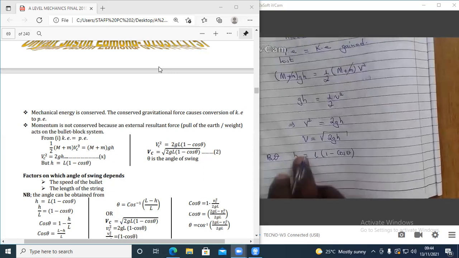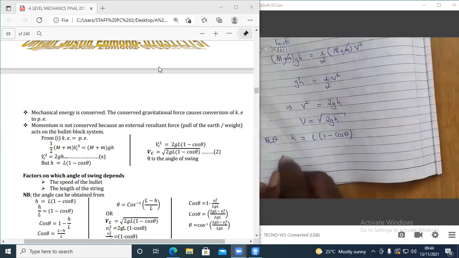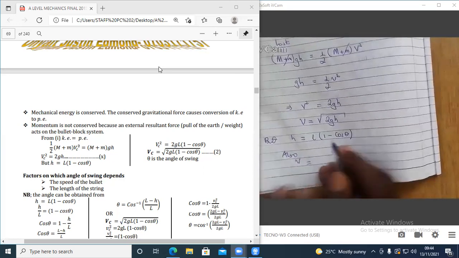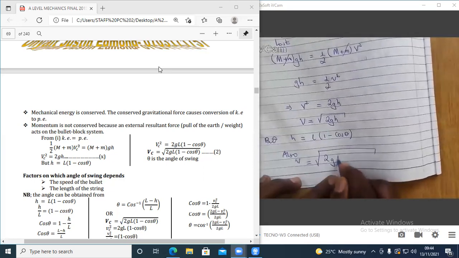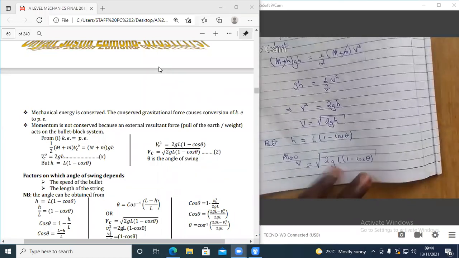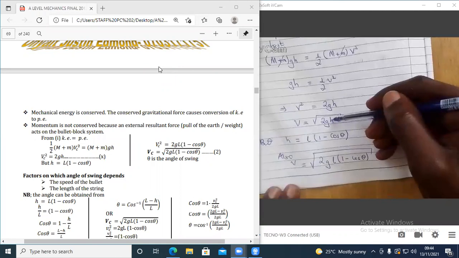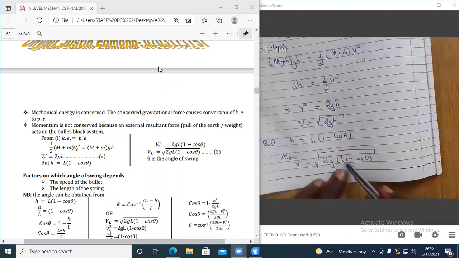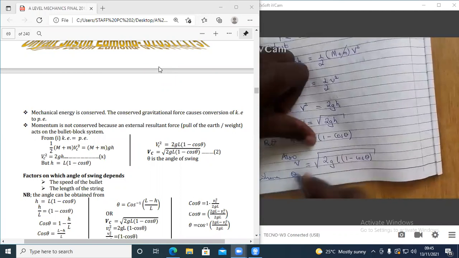So which means now if I substitute that, we can also have a formula where V will be equal to the square root of 2g into L into 1 minus cos theta. So I use this one if I know the height above the ground. I use this one if I know the length of the string. Okay? So we said where theta is the angle of swing.